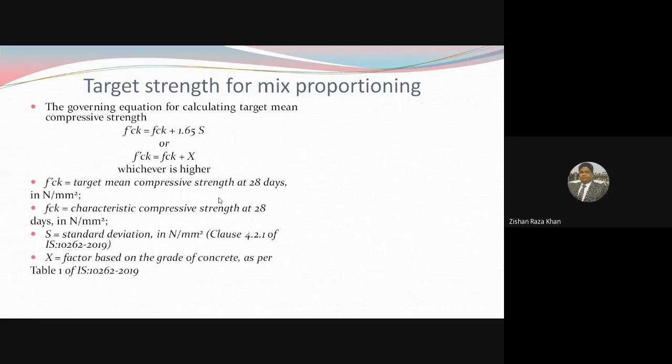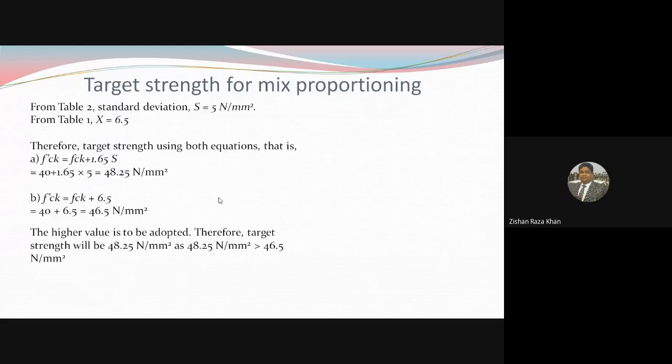we are going to use it. Actually, we do not have any real-time data of standard deviation, so we are going to select the standard deviation from the table. From the table, we can find that the standard deviation for M45 is 5 Newton per mm square. And from Table 1, X is given as 6.5.